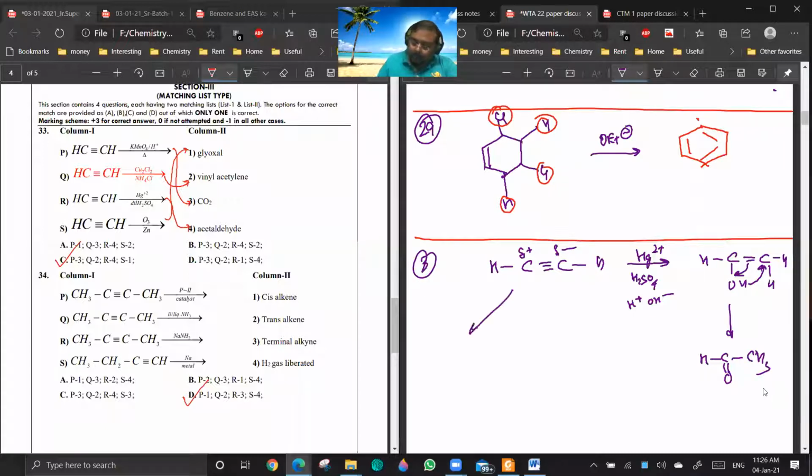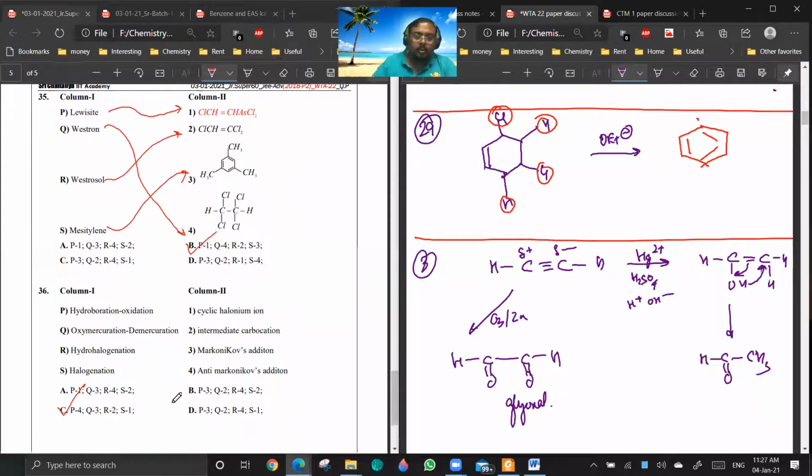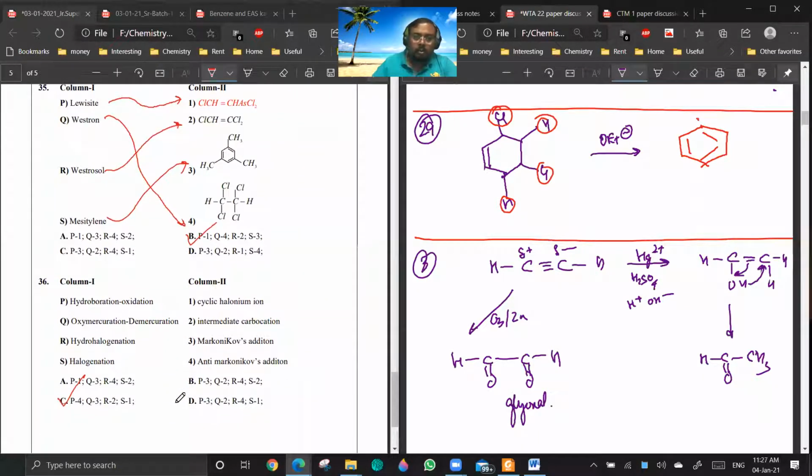Now the same alkyne, if you are doing O3/Zn, only the pi bonds will be breaking and they will be replaced by double bond O. So you'll be getting this, which is glyoxal. Is it clear? Yes, sir. It is known as glyoxal. Okay, 33, 34 done. 35, 36. Any doubts?